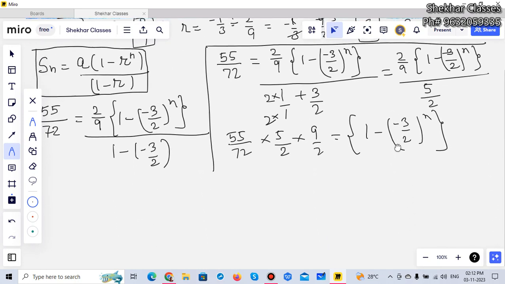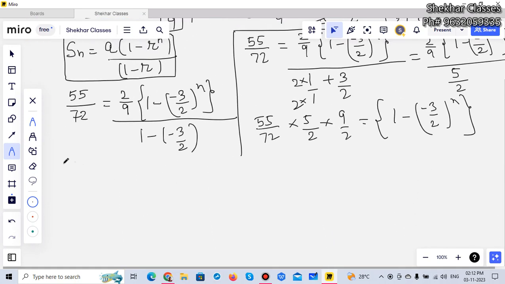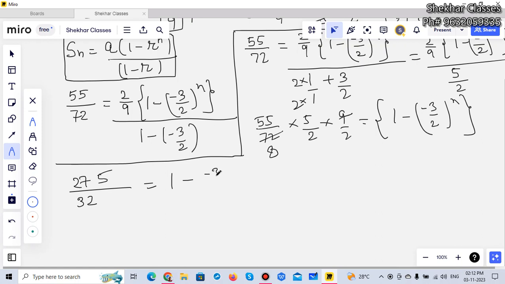Now if I solve that further, let me solve it this side. We can cancel something out of it, can we? Yes, 9 8s are 72, and it will not go further, so I can write here 5 5s are 25, 25 plus 2 is 27, upon 32 is equal to 1 minus minus 3 by 2, the whole power n.